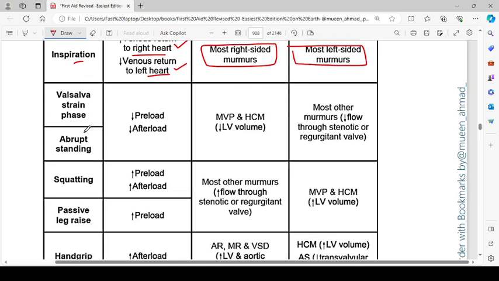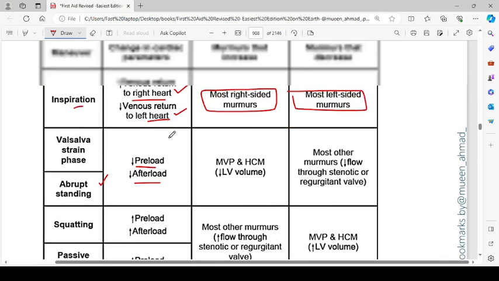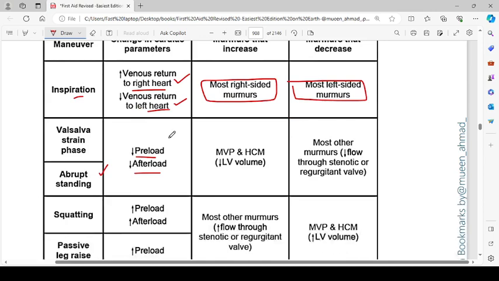Valsalva strain phase or abrupt standing. Valsalva strain phase decreases the preload, and abrupt standing also decreases the preload, and that also somehow decreases the afterload. How does that decrease the afterload? When you are standing abruptly, the preload is decreased and the afterload is decreased.